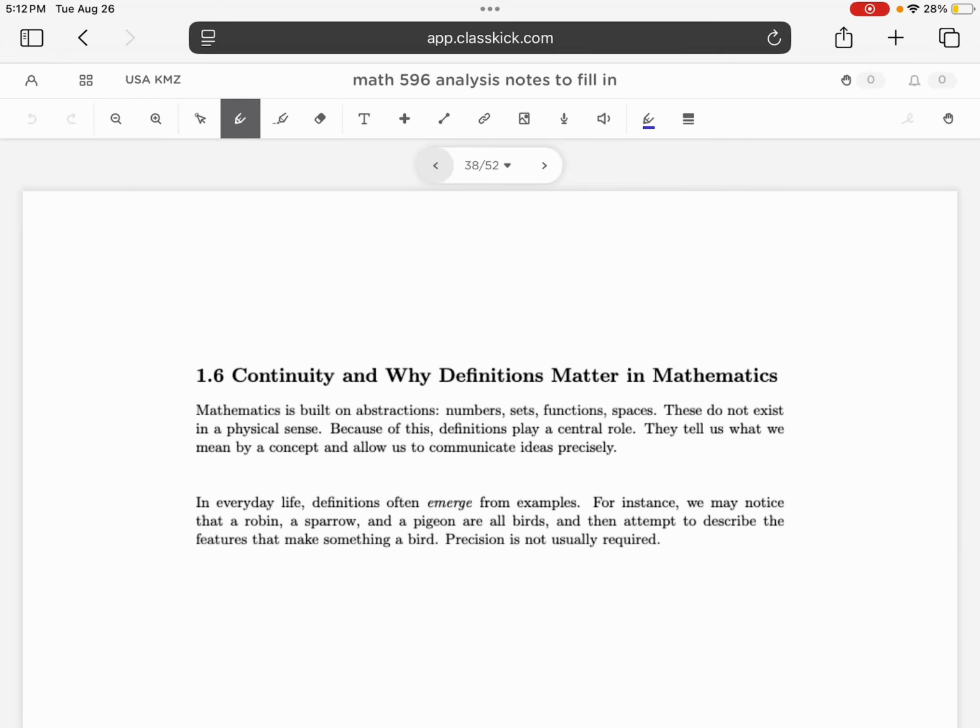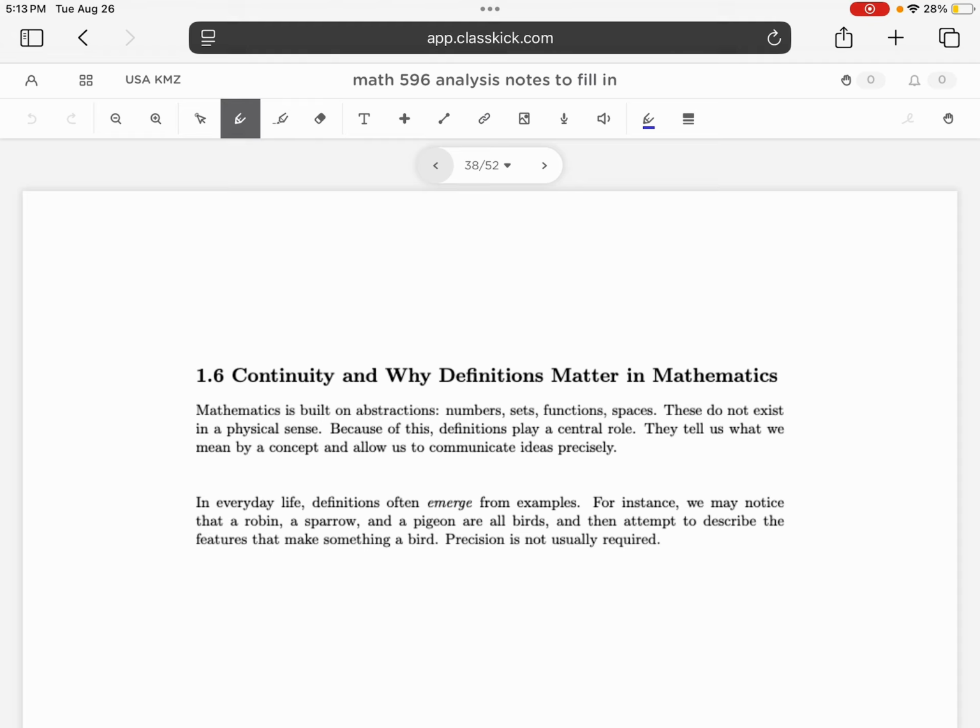We saw in the warm-up that sometimes the way we define things can vary from book to book, or maybe from class to class. We might define things a little bit differently, which can really have an effect on what it is we're trying to show or prove about something. This is tricky in math, right? Math is built on abstractions. Numbers, sets, functions, and spaces are all really abstract things.